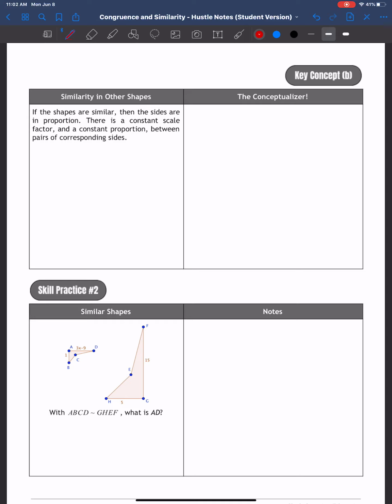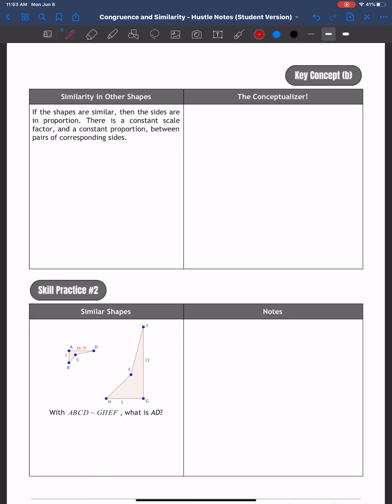So, similarity in other shapes. Is it always going to be that simple? Probably not. If the shapes are similar, then the sides are in proportion. There is a constant scale factor and a constant proportion between pairs of corresponding angles.